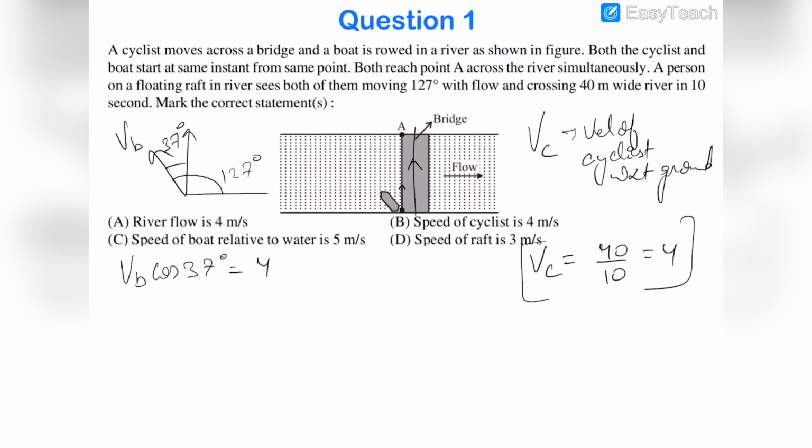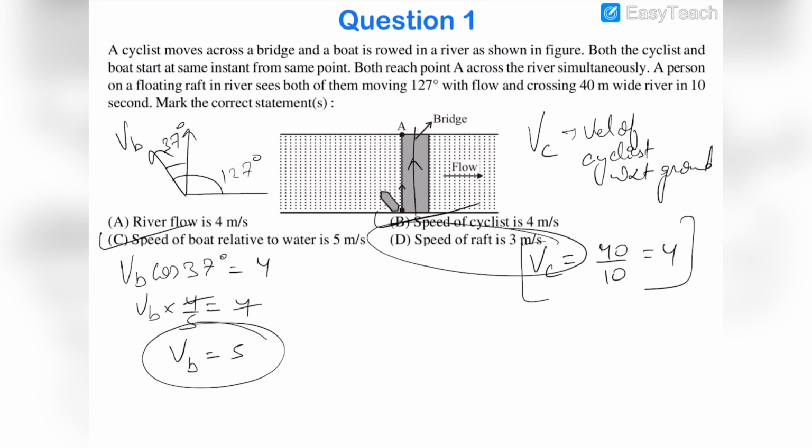Now cos 37 is 4 by 5, so VB is equal to 5. So the speed of the cyclist is 4, the speed of the boat relative to the water is 5, and obviously this is the speed of the river. So if we have to find out the speed of the river, we can say that this river is flowing in such a way.